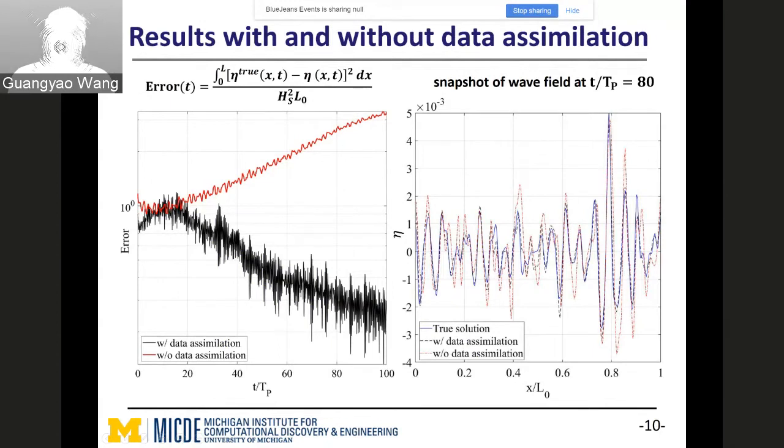And the right figure shows a comparison of snapshots of the wave field at t equal to 80 periods. The black curve corresponds to the true solution, the black dashed line corresponds to the solution with data assimilation, and the red dashed line corresponds to that obtained without data assimilation. It is quite clear that if we do the data assimilation, the result is closer to the true solution than that obtained without data assimilation.